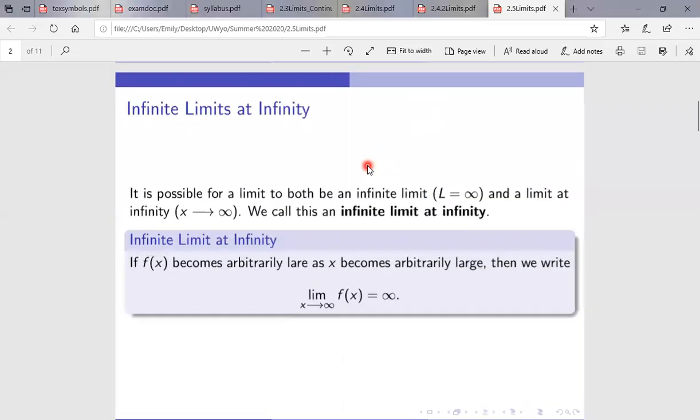what we finished talking about last time, infinite limits at infinity. It's possible for a limit to both be infinite, that is, our value L equals infinity, and for a limit at infinity, that is, x approaches infinity. We call this an infinite limit at infinity. And the definition goes something like this. If f of x becomes arbitrarily large as x becomes arbitrarily large, then we write the limit as x approaches infinity of f of x equals infinity.